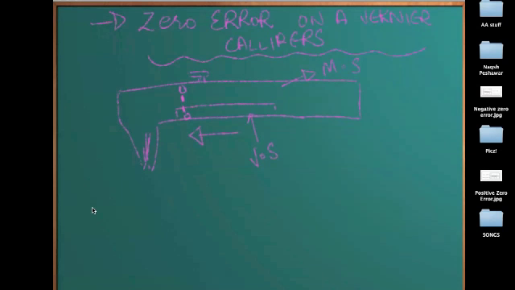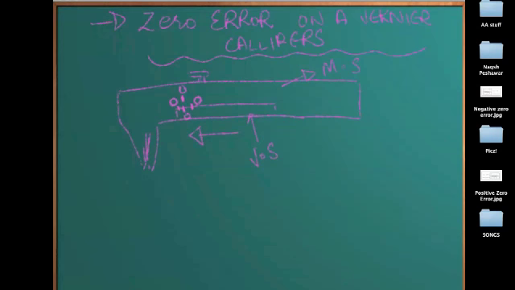What happens is that when we close it and we tighten the clamp, this 0 is somewhere here, or probably somewhere here, signifying that there is a zero error. So the readings will not be accurate. Now what to do in this situation?